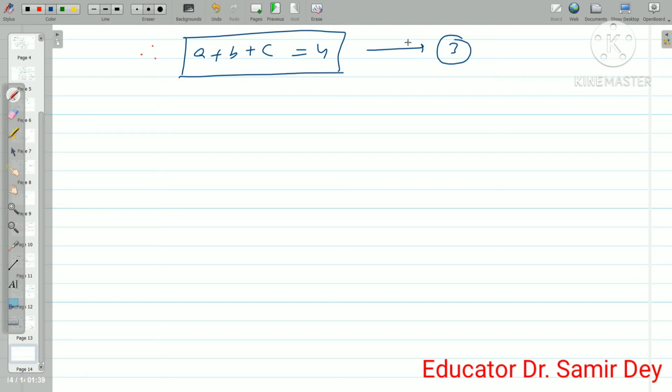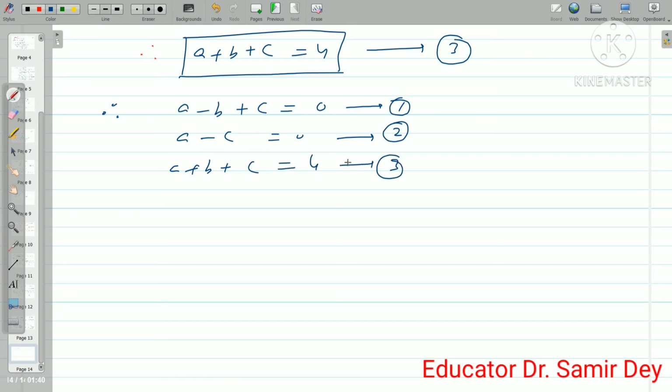Okay. So ultimately what you have, what is number 1? That is a minus b plus c is equal to 0. This is number 1. A minus c is equal to 0. This is your second equation, that is a plus b plus c is equal to 4. This is your third equation. Okay. Now you can see, now 3 minus 1. Ultimately what you have, from here you can write 3 minus 1, that is 2b is equal to 4. This implies b is equal to 2. Please check.